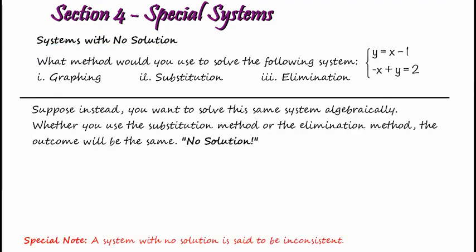If we look at this same system and use another method, let's say substitution, we can solve it algebraically to see that there's no solution. Because the first equation is already solved for y, we can take x minus 1 and plug it in wherever we see y in the second equation. This gives us our new equation.